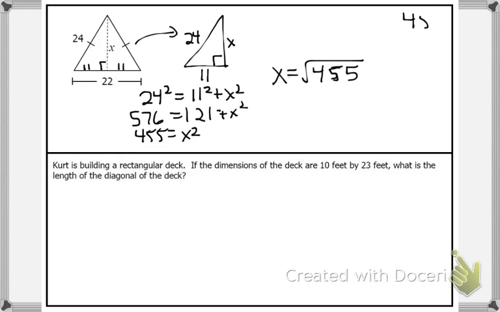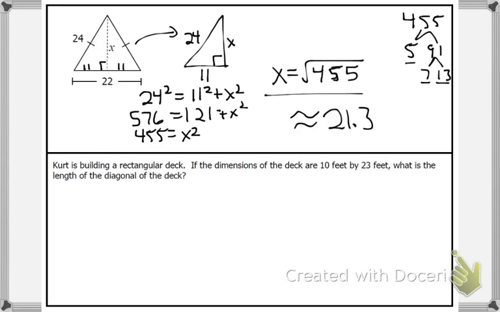455 is, one of the factors we know is 5. And it's 5 times 91. Then, if we had 91, that is 7 times 13. So there's no pairs to pair up for that, so we're just going to leave it in simplified radical form as the square root of 455. But if we wanted the decimal, let's say it's asking for the nearest tenth, we could say it's about 21.3 units.